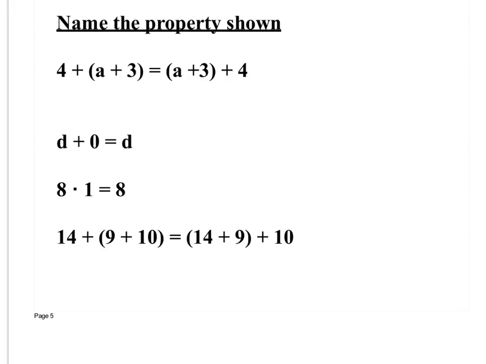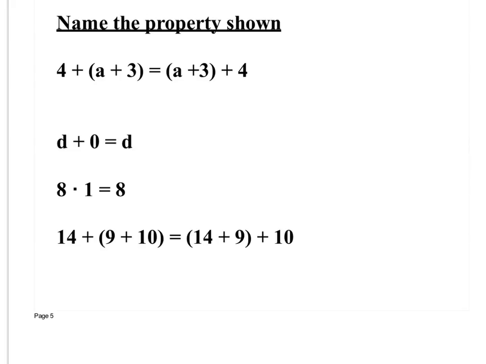Here's what I do. When I see a problem like this, I know it's not one of the identities, and I know it's not property 0. So it's either going to be commutative or associative. Here's how I do it, and I think it's the easiest way. I rule out commutative first.